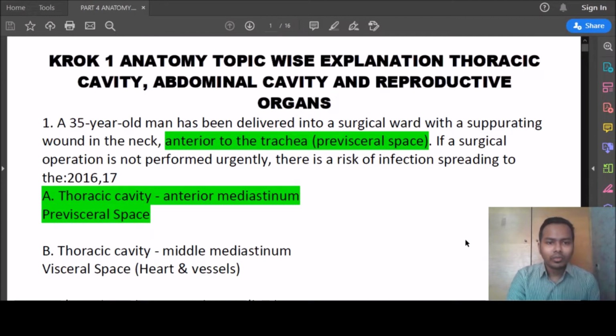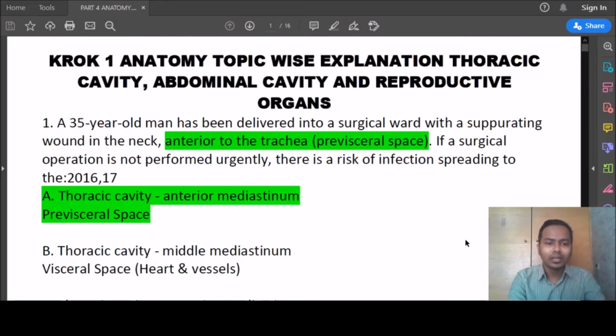A 35-year-old man has been delivered to a surgical ward with a suppurating wound in the neck anterior to the trachea, which is the pre-visceral space. If a surgical operation is performed urgently, there is a risk of infection spreading to where? This is a repeated question we have been seeing in the Krok questions. So, the pre-visceral area is anterior to the trachea.